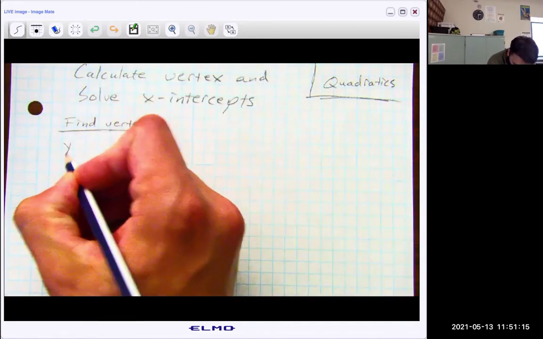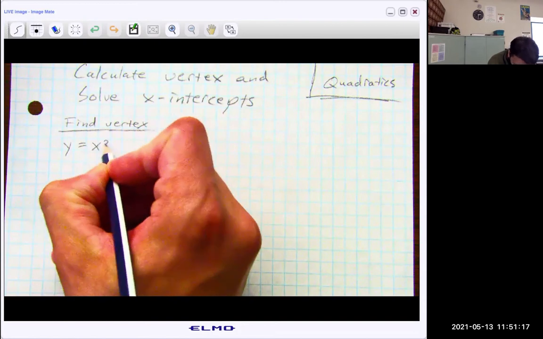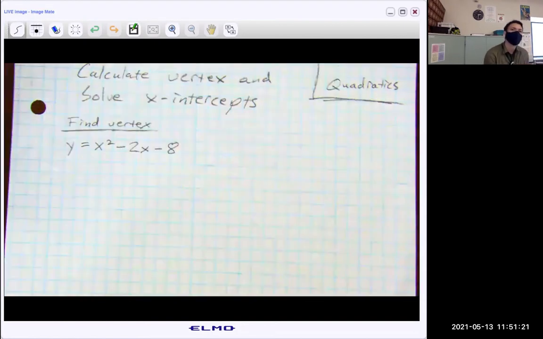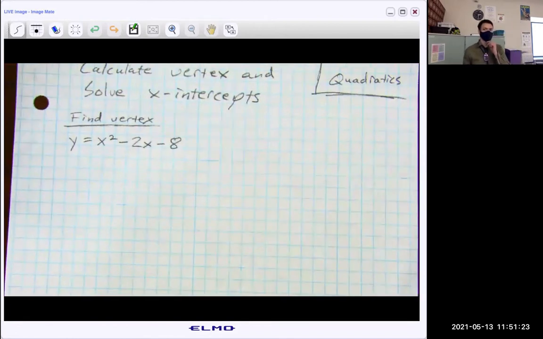Let's say we have y equals x squared minus 2x minus 8. So I know it's a parabola shape because it has an x squared. I know that it's going to open up. It's going to be shifted to the right. It's going to have a negative 8 y-intercept. Well, what I don't know is the vertex. And maybe that's all I care about.